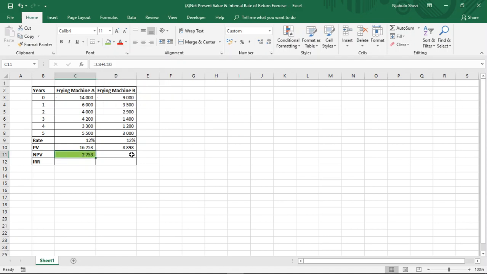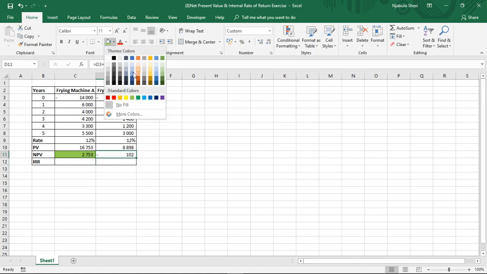Okay, cool. Now let's do the same for frying machine B, equals our initial investments, which is negative, plus our discounted cash flows. As you can see, guys, for frying machine B our net present value is actually negative. Let me change the color of this cell to red.